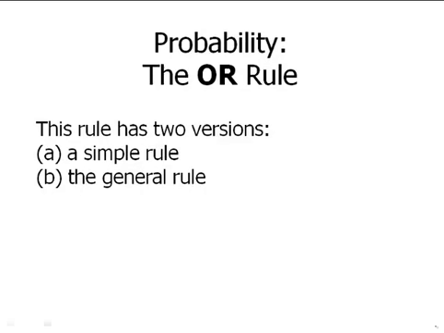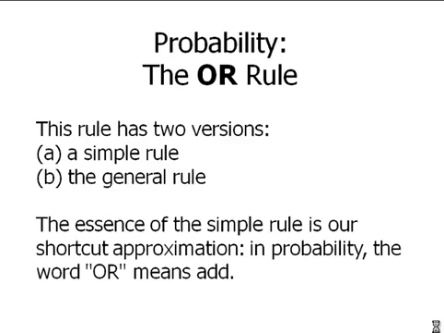Now that we've talked about the idea of mutually exclusive, we're ready to talk about one of the major rules, the OR rule. And this rule has two versions, a simple rule and a general rule. So the first thing I'll say is that the essence of the simple rule is our shortcut approximation. In probability, the word OR simply means add.